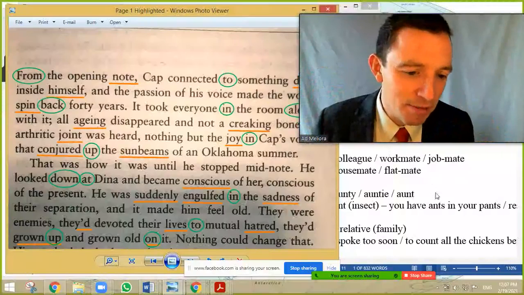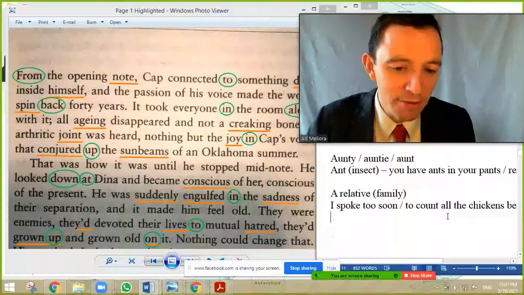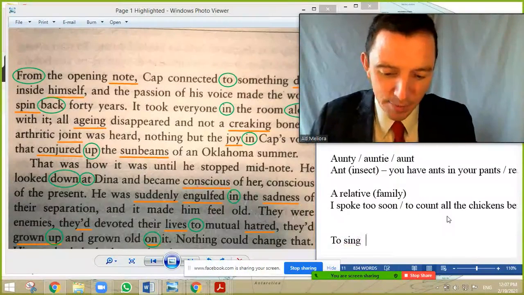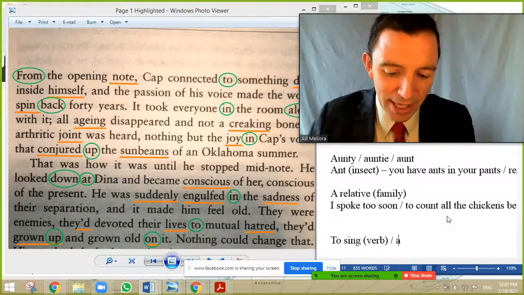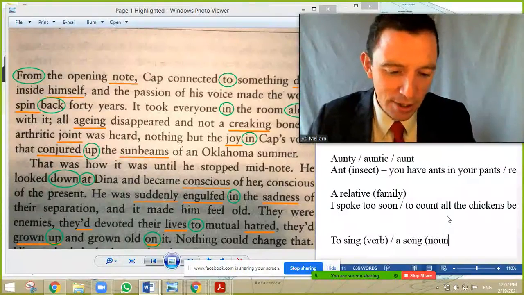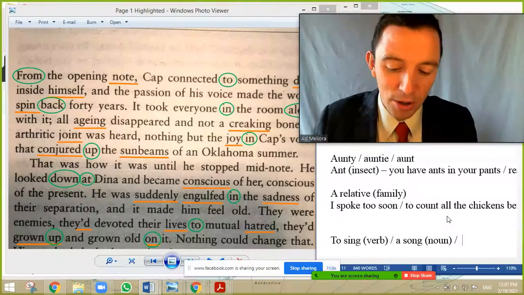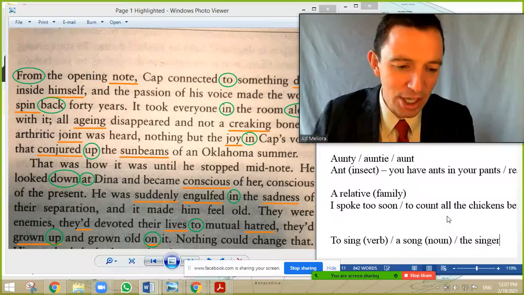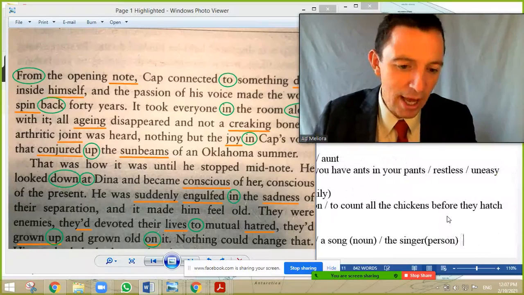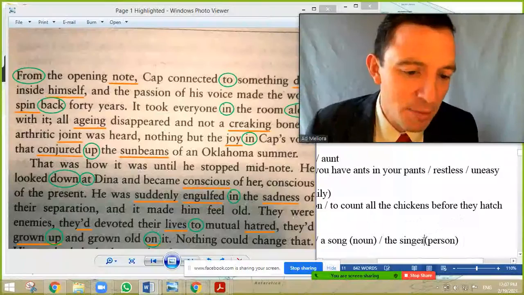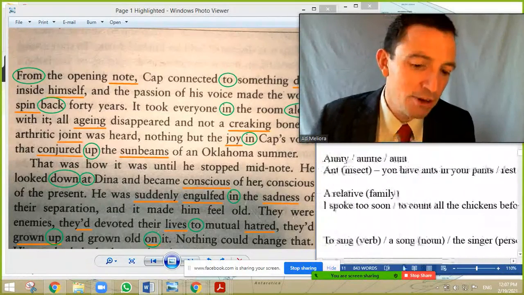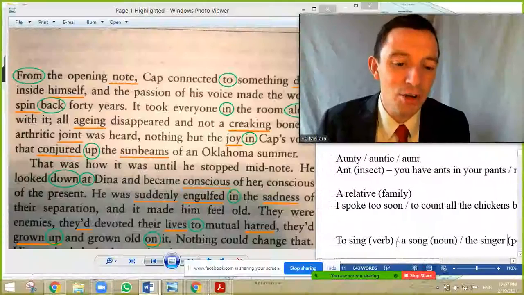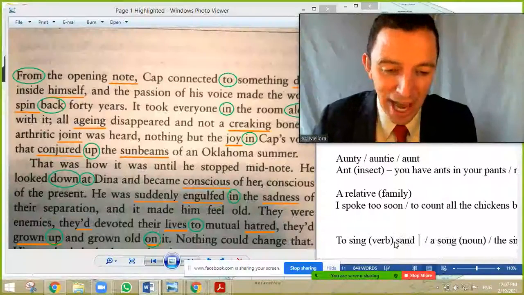Okay, and you need to be careful as well, because we have the verb to sing, and the substantive is a song, the noun, and very important, the person that is the singer. So pronunciation and the detail is important, and it's a common confusion for sure. So the verb is to sing, a song is the substantive, and the singer is the person. Also the verb is irregular, so sang is the past.